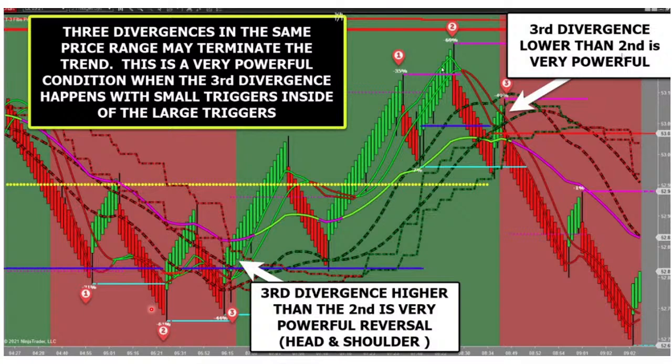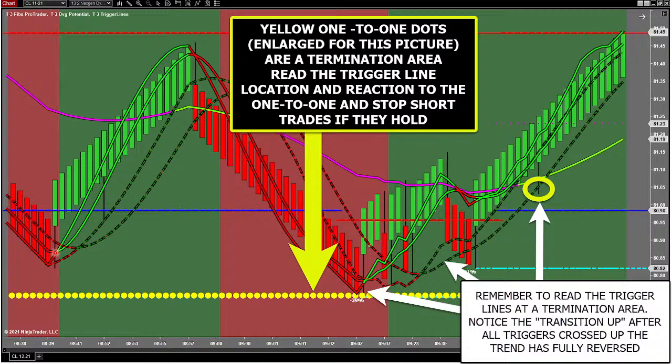3 losses of momentum in the same price range, guys, can terminate a trend. It's a visual. 3 divergences in the same price range may terminate the trend. Becomes more powerful. You guys remember that anything can happen trigger look? So now I have weakness in the triggers, 3 losses of momentum, guys. This is even more powerful, and it becomes more powerful still if that 3rd pivot's higher than the previous from a low or lower than the previous from a high. And you'll be able to see this on your small chart when you can't see that change happening yet on your large chart.